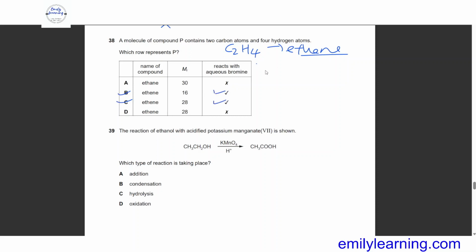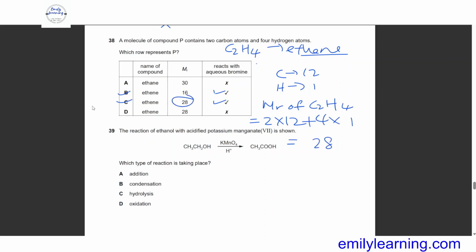So let's calculate the Mr. So we know that the Ar of carbon is 12 and the Ar of hydrogen is 1 from the periodic table. So to find the Mr of C2H4, we will take 2 times 12 because there are 2 carbons, plus 4 times 1 because there are 4 hydrogens. So this gives us 28. So the answer will be C.